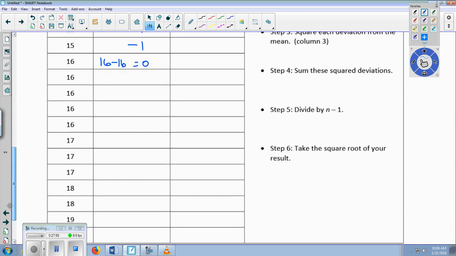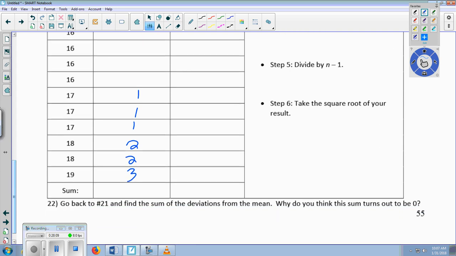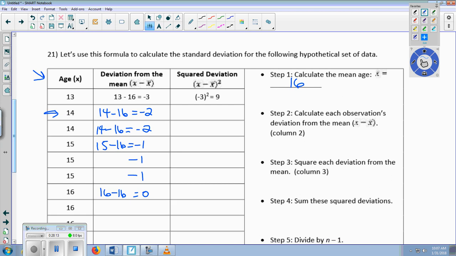And we can keep on going down this table. 17s are 1 away, and they're positive. 18s are 2 away, and they're positive. 19s are 3 away. Is that it? Yeah, that gets us to the bottom. Okay, so that's our first column there.